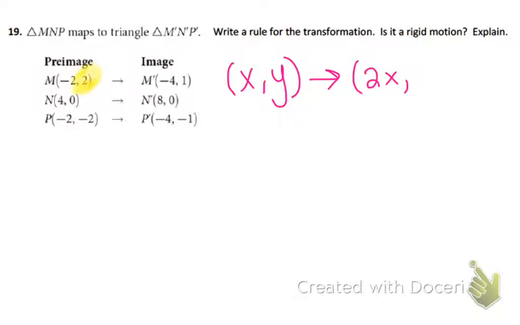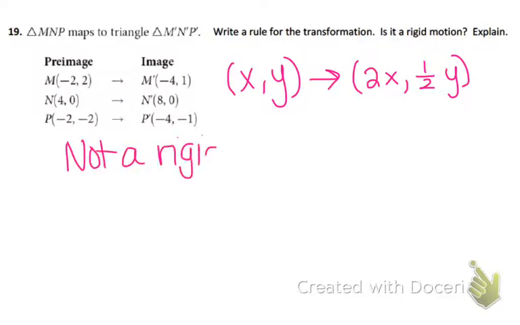So 2 to 1, I'm dividing by 2. -2 to -1, also dividing by 2. So like I said, you're cutting it in half. So I'm taking 1/2 of y. So there's your rule. Now, anytime you are multiplying your coordinates by a number that is not 1 or -1, that is a dilation. So this right here is a dilation because I'm multiplying by 2. So this is not a rigid motion.